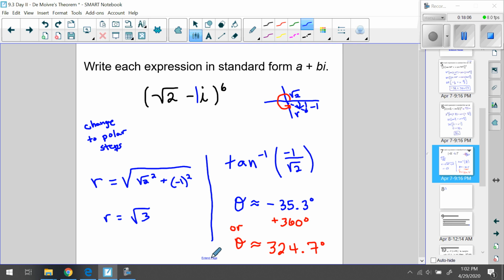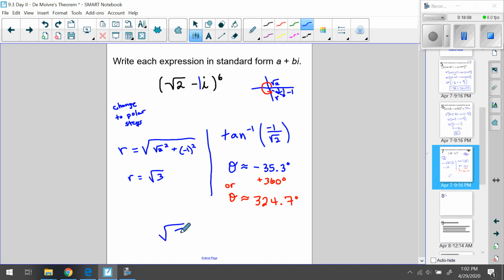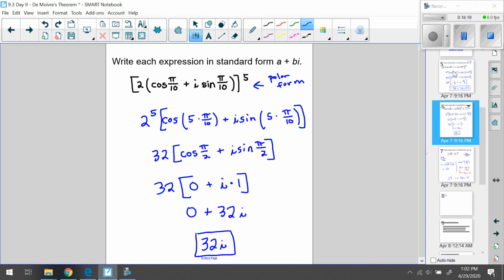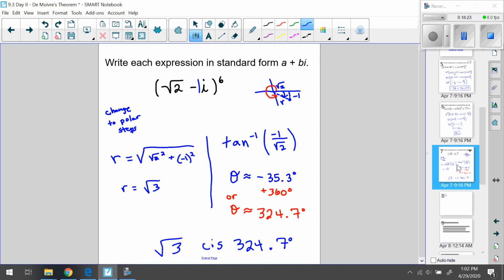So, or maybe I could write it out here. So this would be √3 cis 324.7. I know I have this written in cis form, and the examples we did previously had them written out long ways, so I'm going to write them out long ways on my next step. But here's the point in polar form. And now that we have it in polar form, we'll go ahead and apply the theorem.